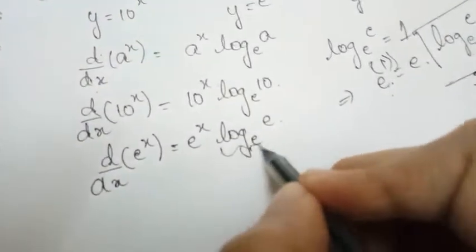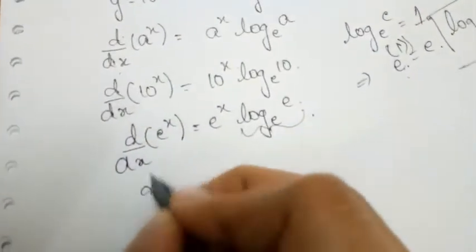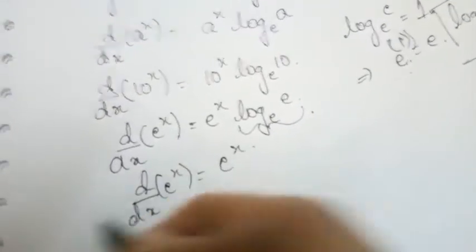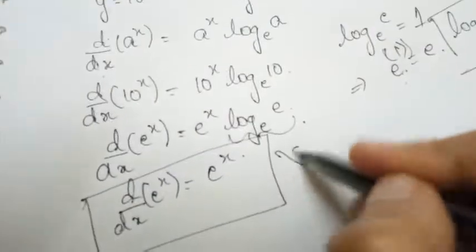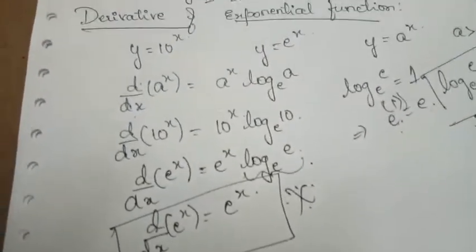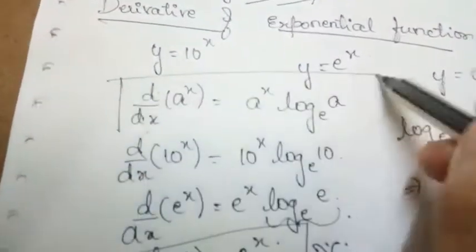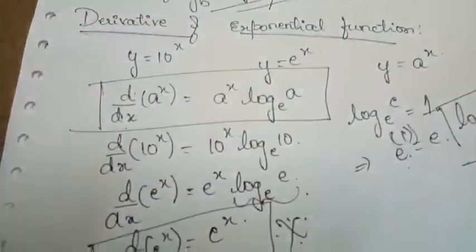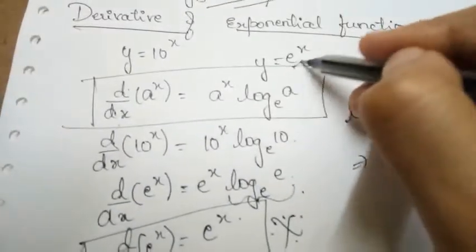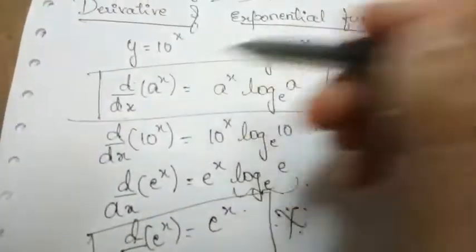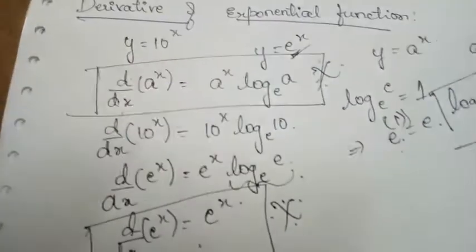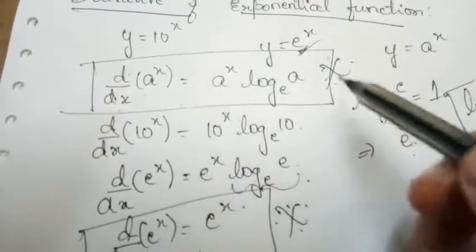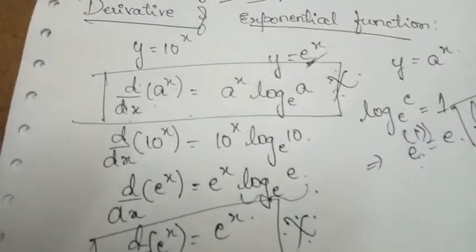So what happens now here? Log e of e is equal to 1. So the derivative of e power x is equal to e power x itself. Remember this one. This is very important because this is included in your NCERT textbook, since your NCERT textbook is majorly concentrated upon e power x. So better remember how we take the derivative of any general exponential function.